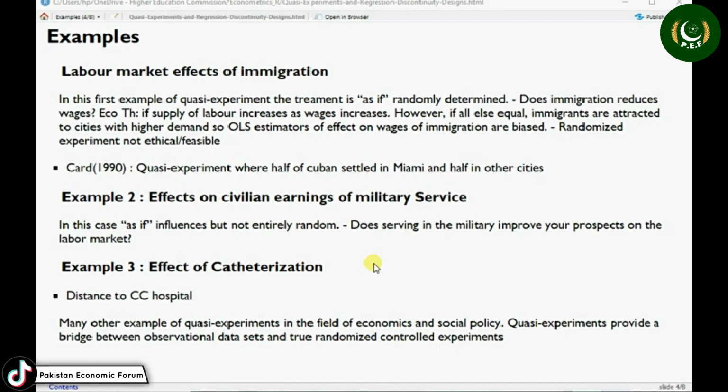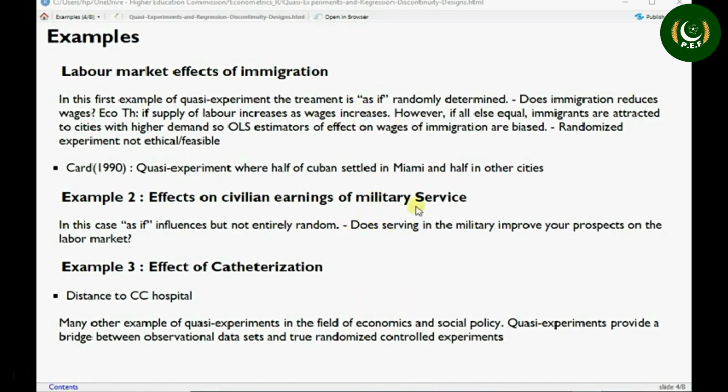Effects on civilian earnings of military service. Does serving in the military improve your prospects in the labor market? So is it the case, or is it military training, or is it that those who join military service as officers are already smarter than others? So again, this example was completely as if random.